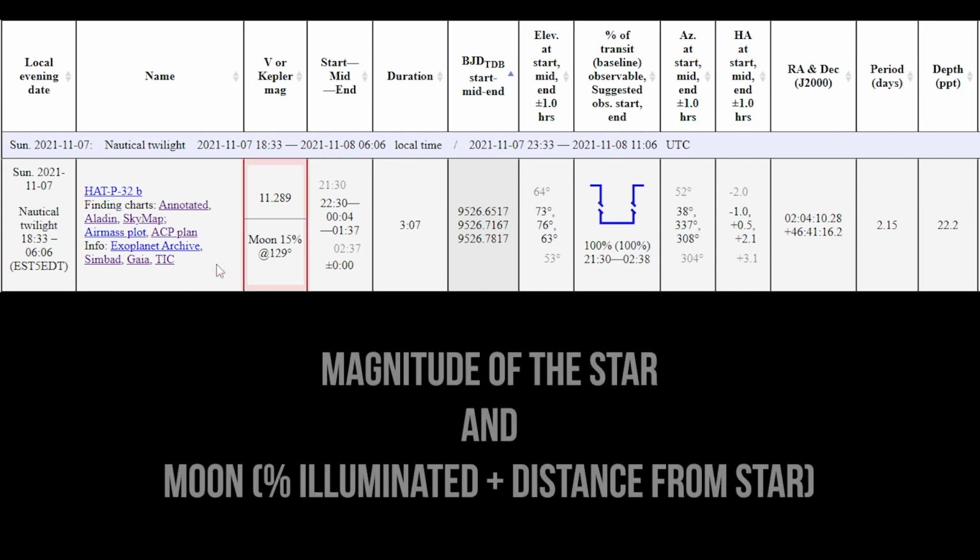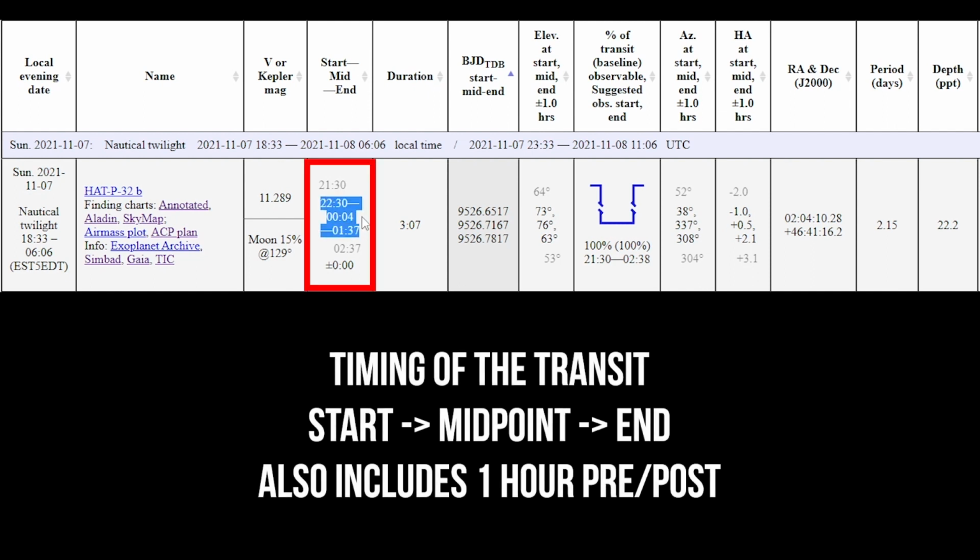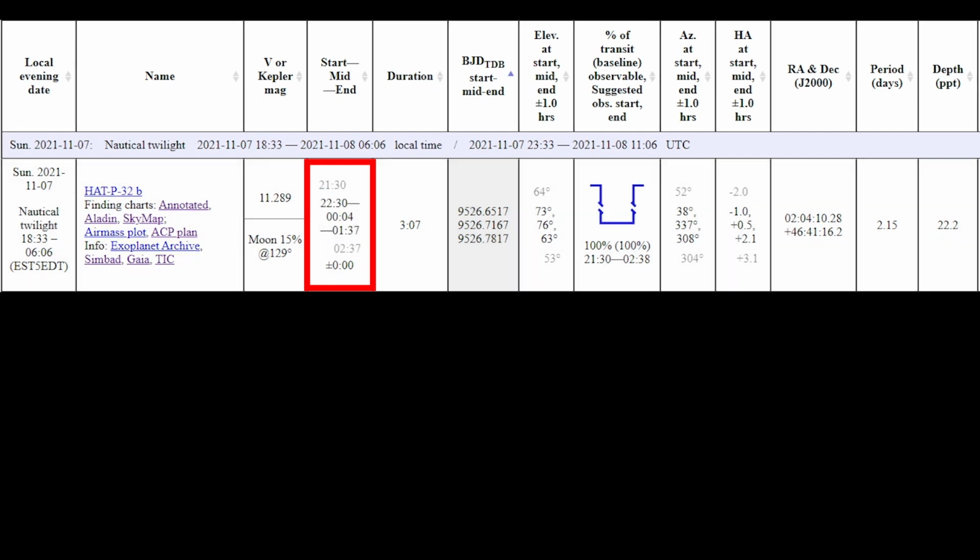The next column covers both the magnitude of the star in question, as well as the moon's position and potential effect on our transit. This next column here is giving us the time frame of the transit itself, so we can see when the transit starts, when it ends, as well as the hour prior and the hour after. Remember, we need to capture a baseline during the transit to understand what the star normally looks like before the transit occurs.